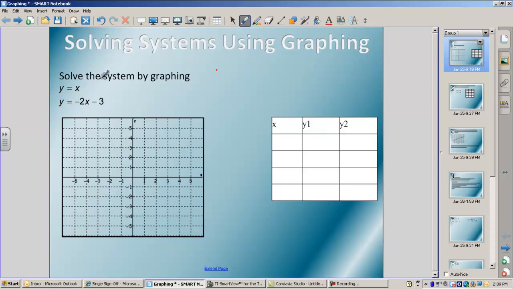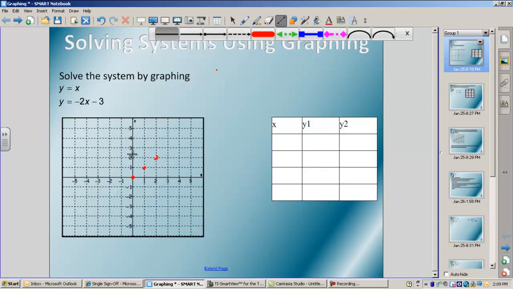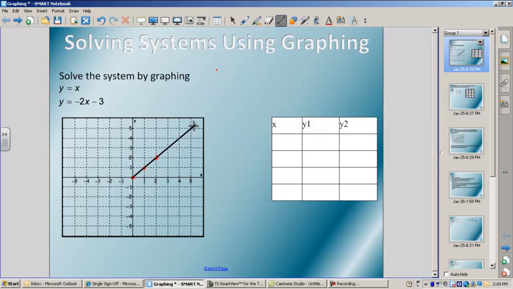So we're going to solve systems using graphing, which is the easiest method that there is. We're going to start by graphing by hand. So we have these two equations, y equals x, y equals negative 2x minus 3, and we're going to graph them both on this little graph right here. So y equals x has a y-intercept of 0 and a slope of 1. So there are my points. I'll connect them with a line here so you can see.